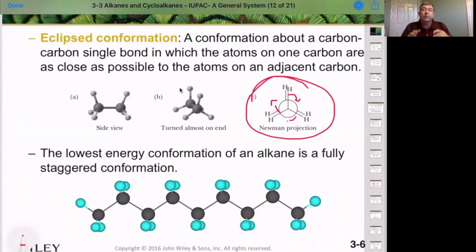Okay, so when we draw these, the most energy efficient way to do it is this long chain, fully staggered configuration. That's why most of the time we draw it that way, as this long zigzag. Okay. Does that mean it's like that all the time?